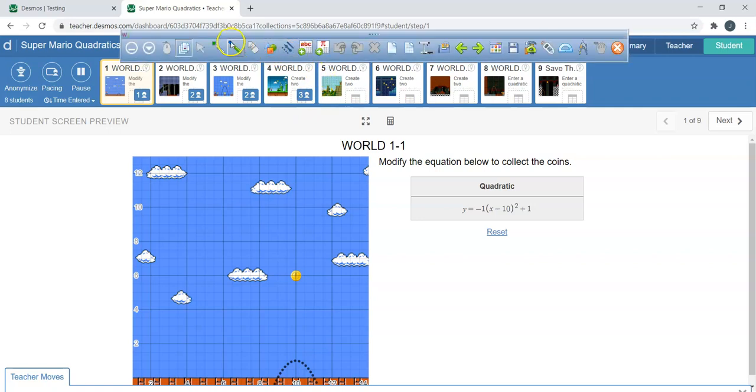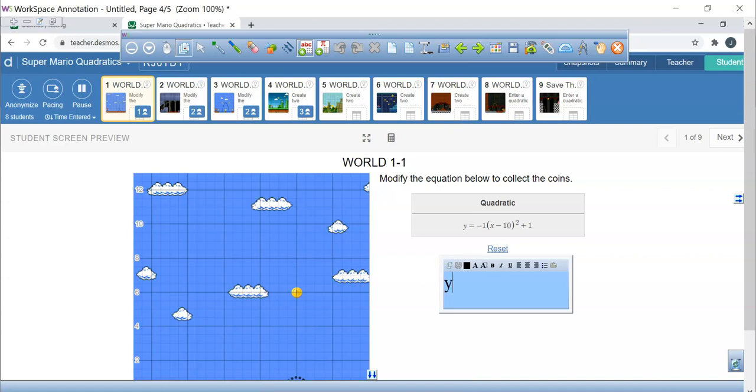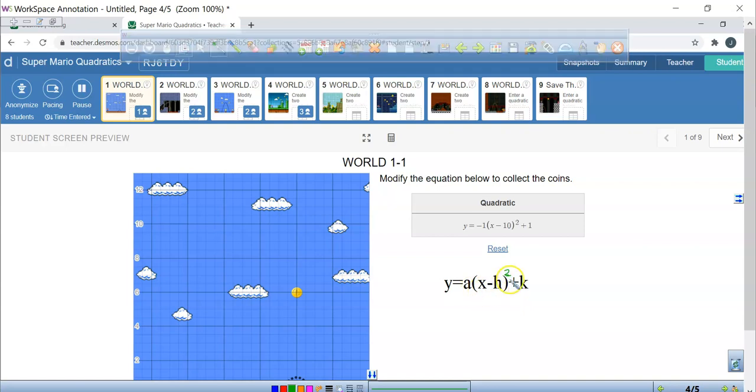So what we're going to do is I'm going to write down what Vertex Form is for you all. Here we go. y equals a(x minus h) squared plus k. So there's your vertex form right there: a(x minus h) squared plus k. Just remember, your vertex is always your h and your k value.